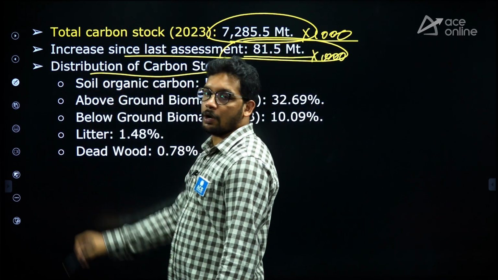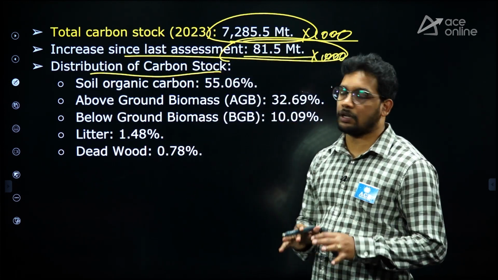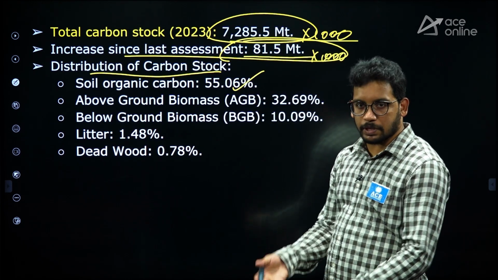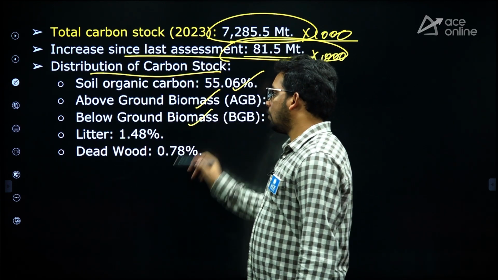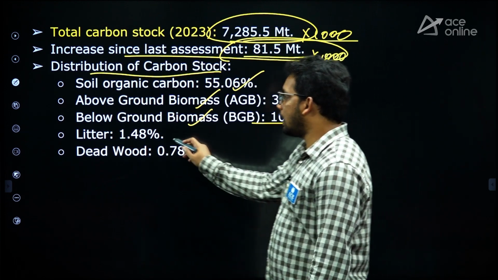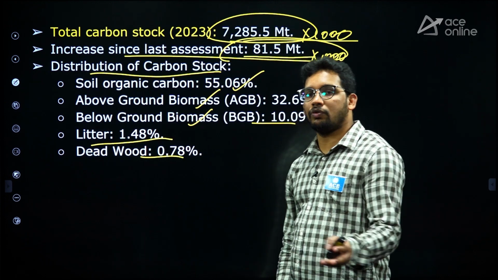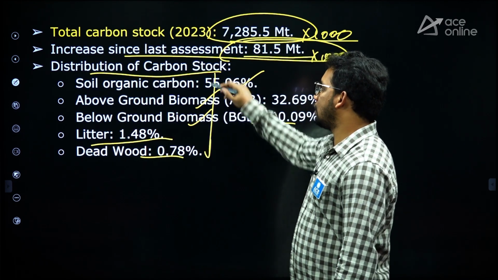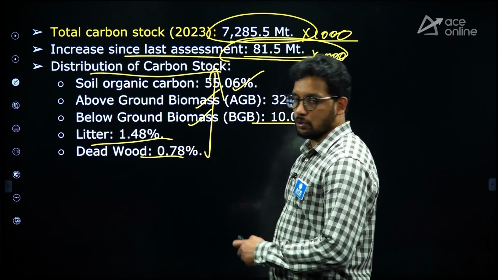And then distribution of carbon stock, in which places within the green cover where these carbon stocks are stored more. Highest in soil organic carbon, that means the carbon is present in the soil, and then above ground biomass, that means the plants above. Then below ground also we have plants which are growing, that is also the third one. And then litter, so whatever the leaves fallen on the ground, and then dead wood, that means those wood which was cut down and it was not able to grow anymore. So these are the regions where the highest carbon stock was been stored.